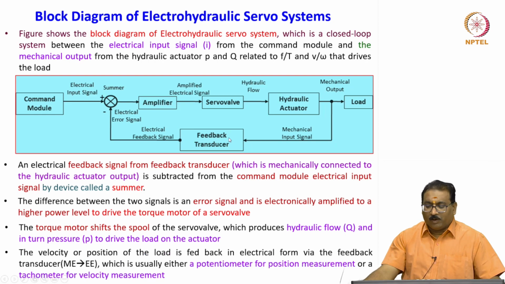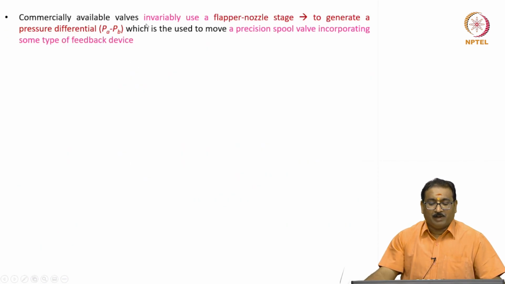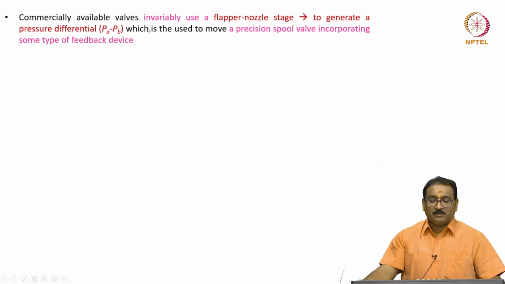The velocity or the position, as I have told you, is fed back in electrical form via the feedback transducer, which is usually either the potentiometer for the position measurement or the tachometer for the velocity measurement. Commercially available valves invariably use a Clapper nozzle stage to generate a pressure differential Pa minus Pb across the spool valve, which is used to move the precision spool valve incorporating some type of feedback.